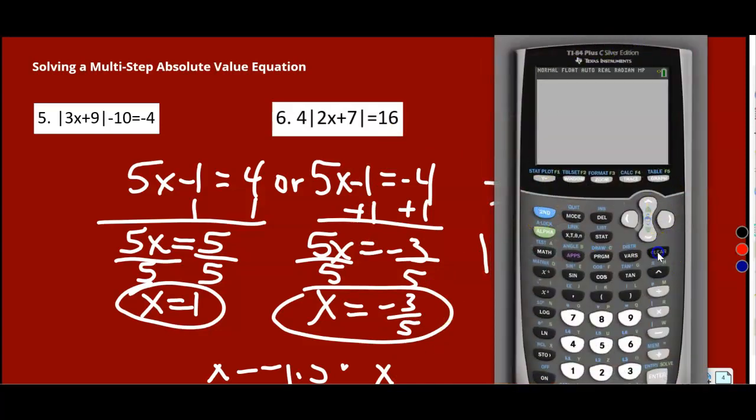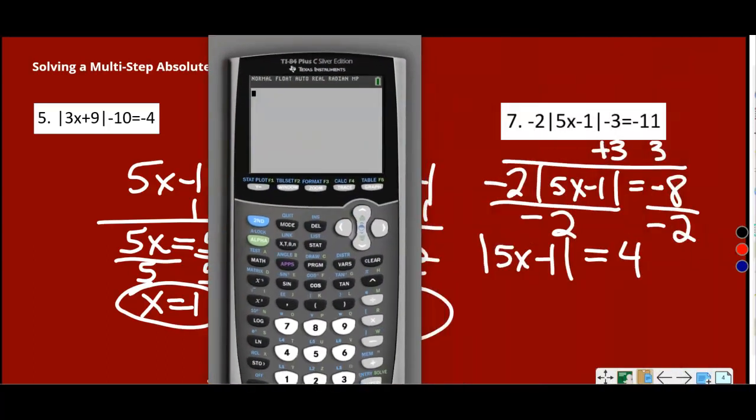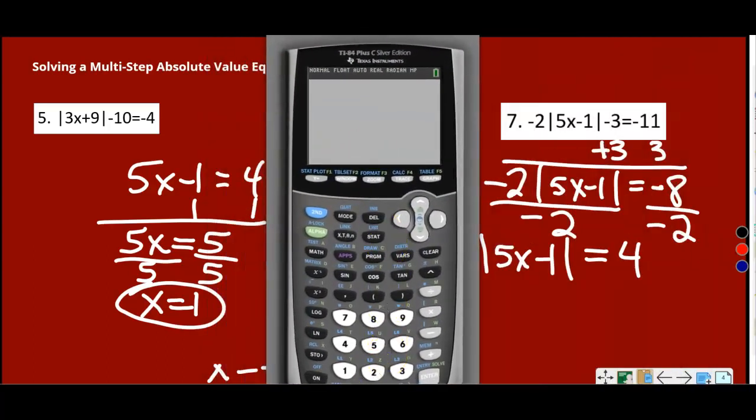I'm going to check 1 first. So I'm going to have negative 2 times, math, absolute value, 5 times 1 minus 1. Go outside the absolute value and then don't forget the negative 3. Okay, that one works. That one is negative 11, so that one works.